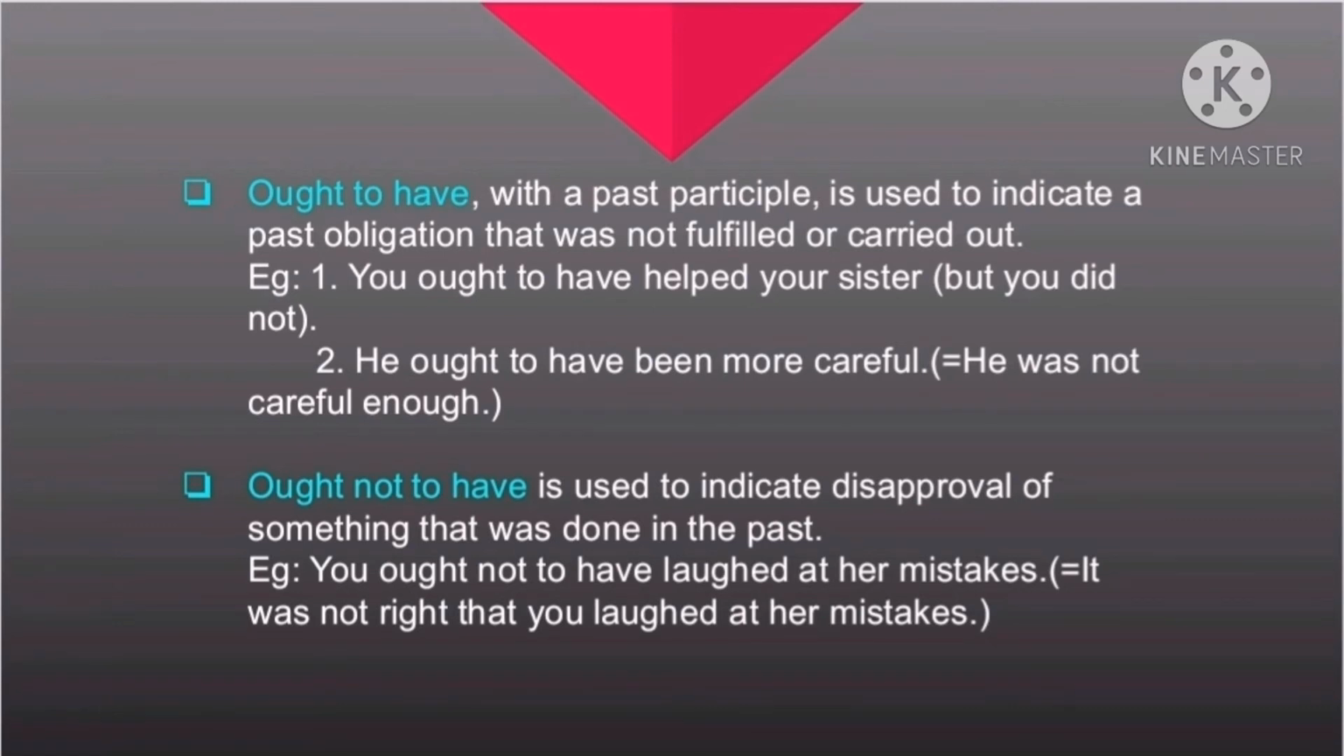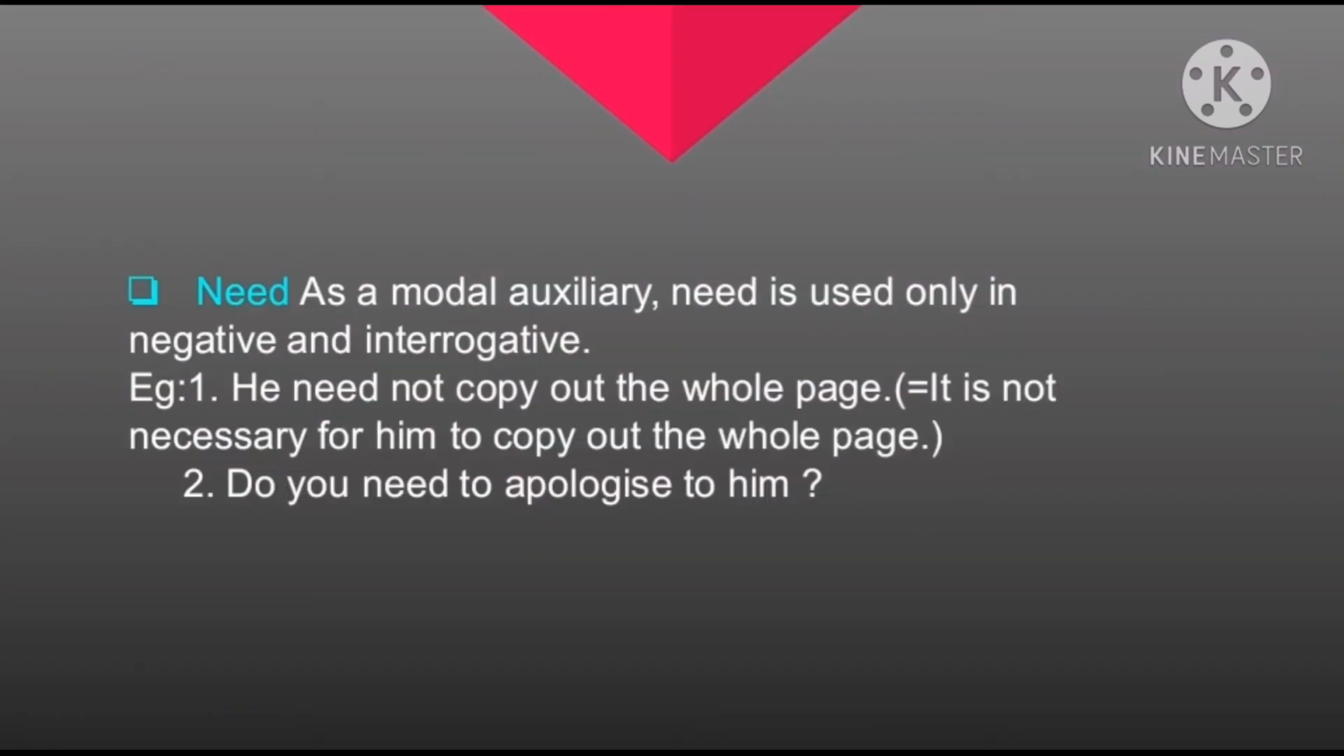Now moving on to the next modal auxiliary, ought not to have is used to indicate disapproval of something that was done in the past. Example: you ought not to have laughed at her mistake, which means it was not right that you laughed at her mistake.